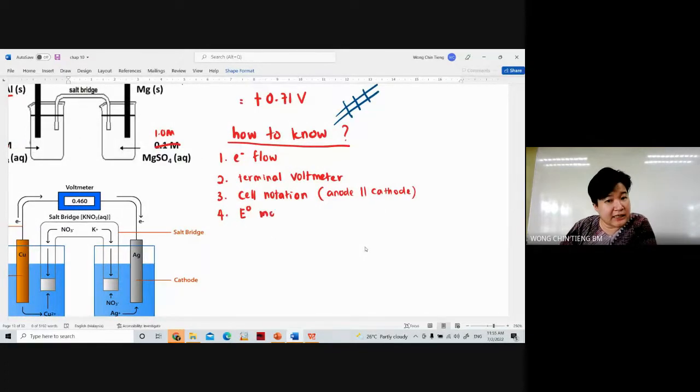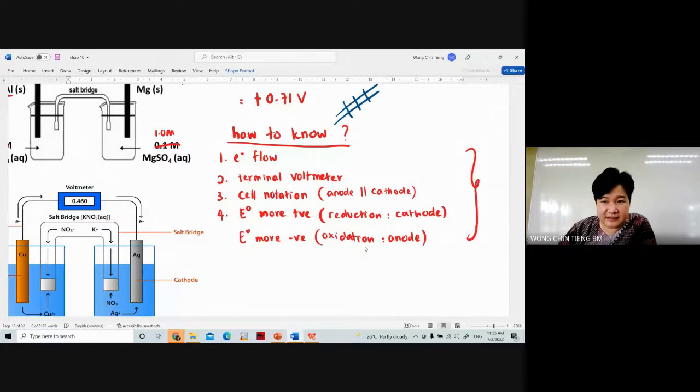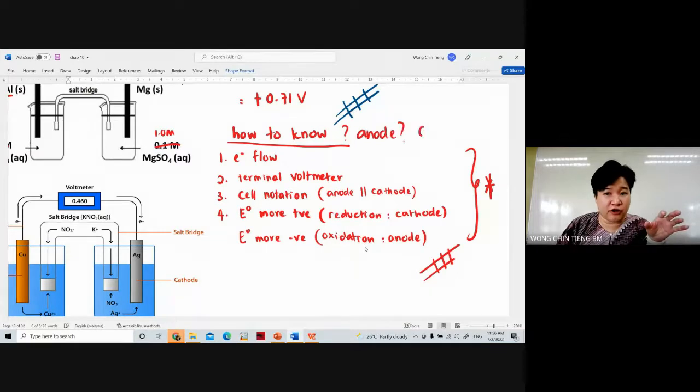E naught value more positive akan jadi apa? Akan jadi reduction. So reduction bermakna apa? Reduction bermakna cathode. Alright. E naught value more negative means they akan undergo oxidation. Oxidation means anode. And this is the important thing. There is a lot of important thing for today's lecture, but this is one of the most basic and important thing for this entire chapter, which is getting your anode. Who is your anode? Who is your cathode? Okay, this is a summary that I can give to you, other than all the basic thing about how to draw your galvanic cell, how to write your cell notation, and etc. Any question?